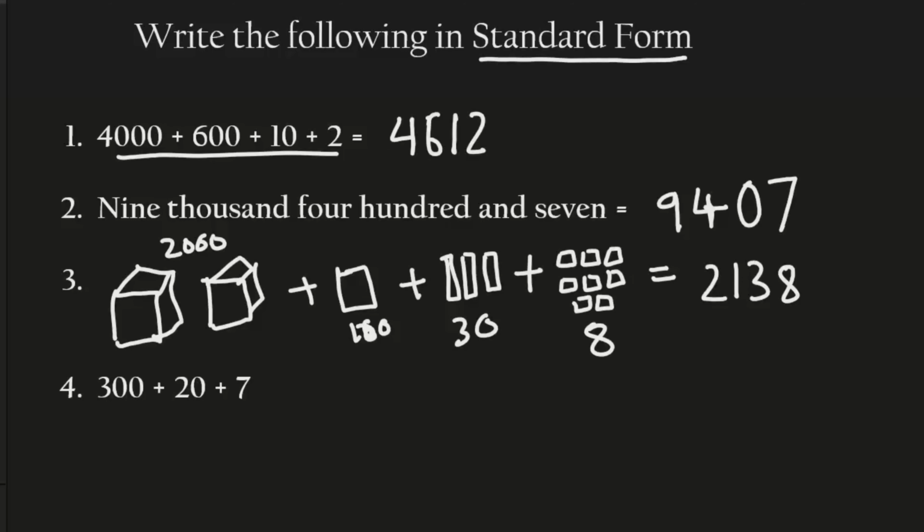2,138. That's our answer. Now let's try this one. Why don't you guys pause this video this time and try this by yourself? Did you get an answer? Well, now I'll show you how to do it. It's in expanded form too, so if you notice there's only 2 zeros. That means it's in hundreds place. So 327.